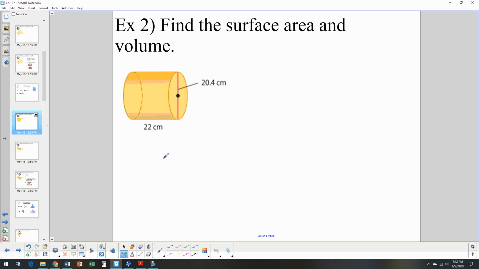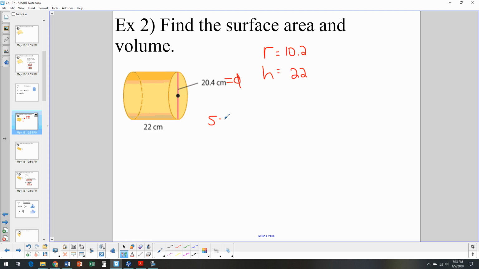So we're going to find the surface area and volume of this figure. This is a somewhat confusing diagram because they have it pointing to one part, but because they drew the whole thing, we're going to assume this is really the diameter. So my radius is going to be half of that, or 10.2. And the height, just like with a prism, the distance between the bases, the distance between the circles, is 22. So that's my h.